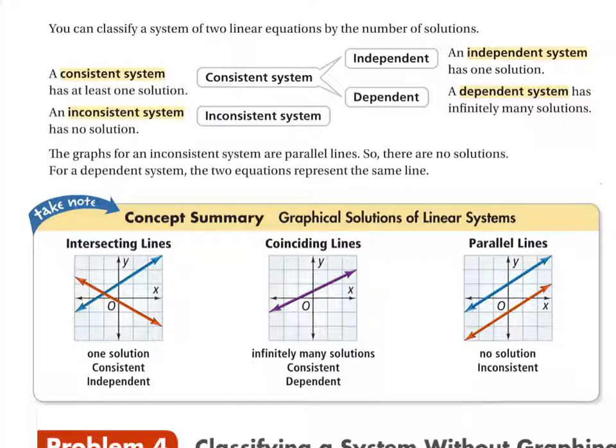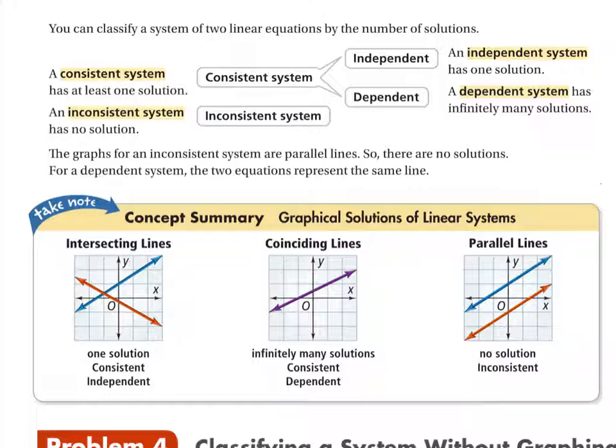So we can classify a system of linear equations as being consistent, independent, consistent, dependent, or inconsistent. Okay? It's a way of classifying these, and it also happens to tell us what type of solutions we're going to end up with. You guys saw one in your homework yesterday that had no solution. Why did that system have no solution?